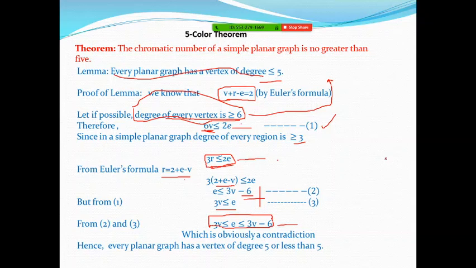So we are proving one theorem, the 5 color theorem, and the 5 color theorem says that for a simple planar connected graph, the chromatic number is always less than or equal to 5. So before proving this result, we have proved this lemma. This lemma states that every planar graph has at least one vertex with degree less than or equal to 5. Now with this result in our pocket, we are going to start the main proof of the theorem.